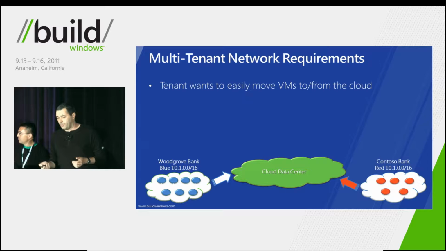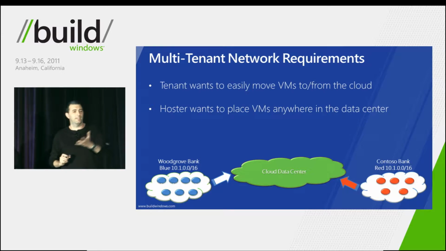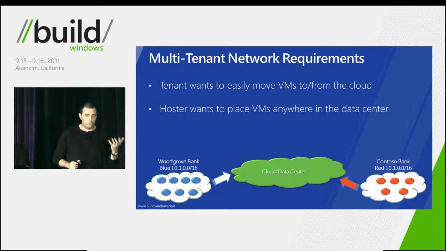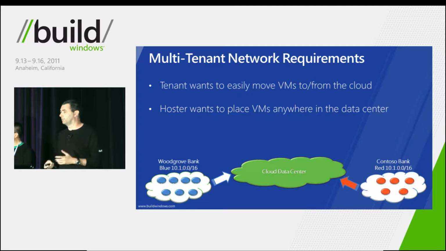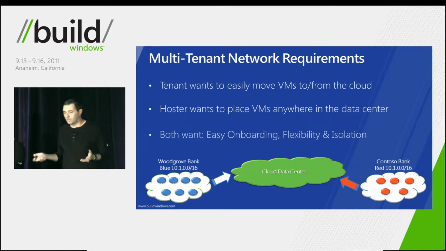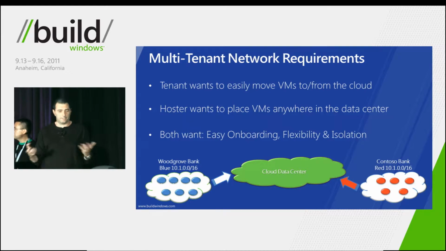What you want to do, if the clicker would work, is place that anywhere in your data center, right? You don't want to be constrained by the network topology of your data center. The fact that you decided to divide your data center into different subnets, different racks, different locations, doesn't mean that you now have to instruct the customer how to prepare to move to your cloud. You want that to be completely decoupled, right? And both of you obviously want to make this as easy as possible, as flexible as possible, and obviously maintain isolation. So that's what you want.